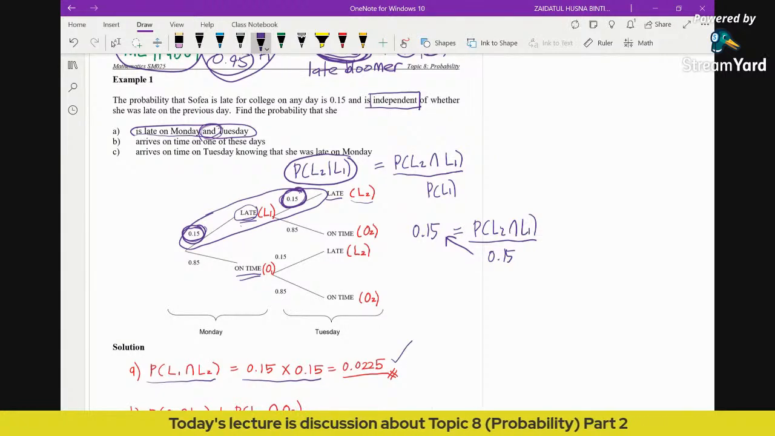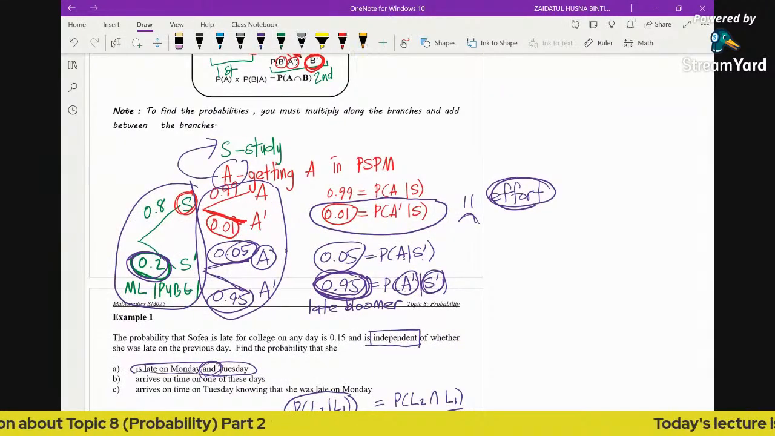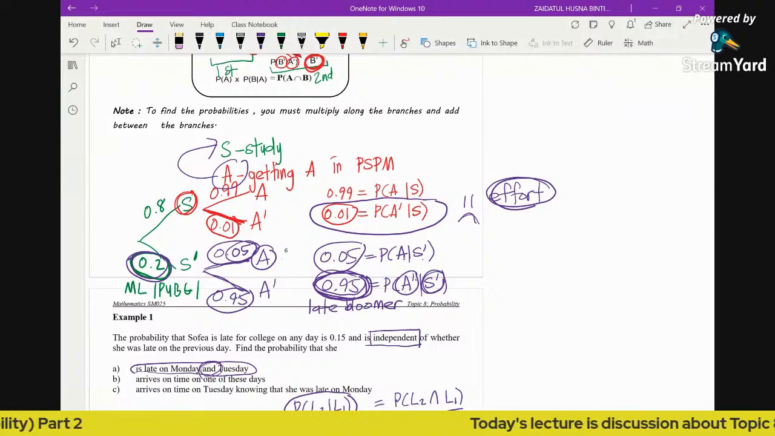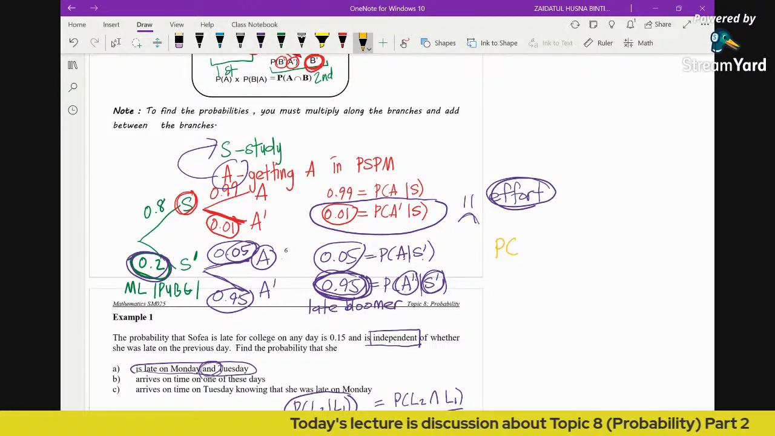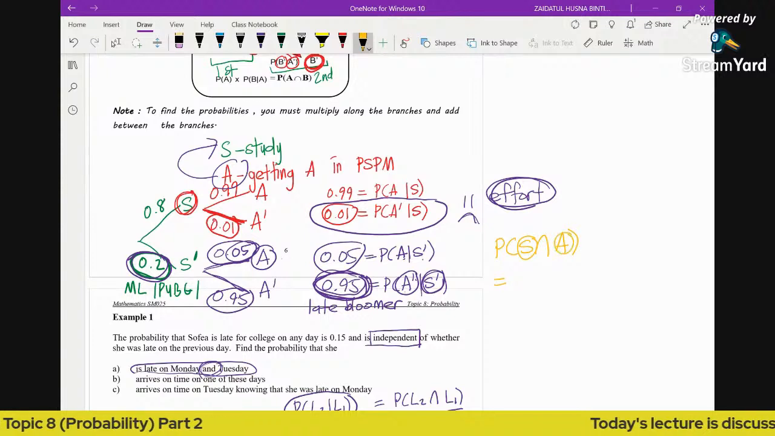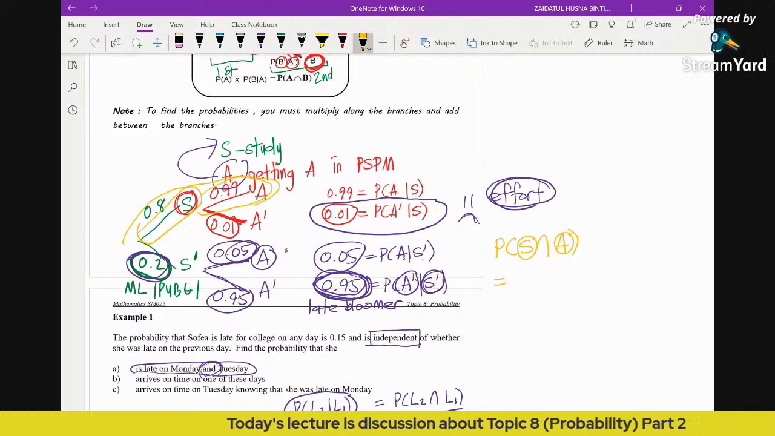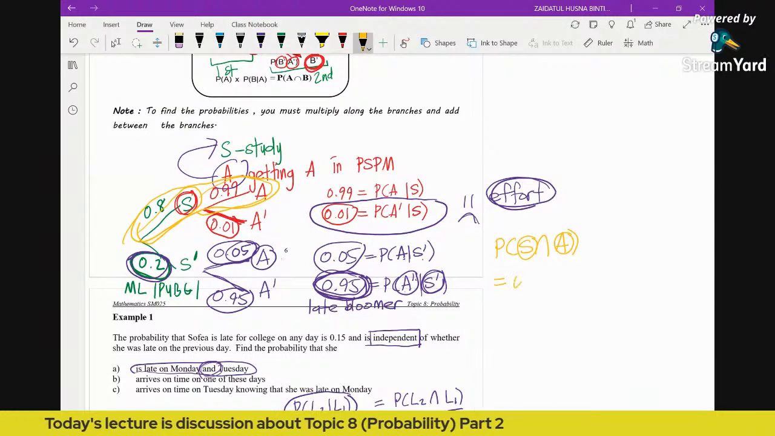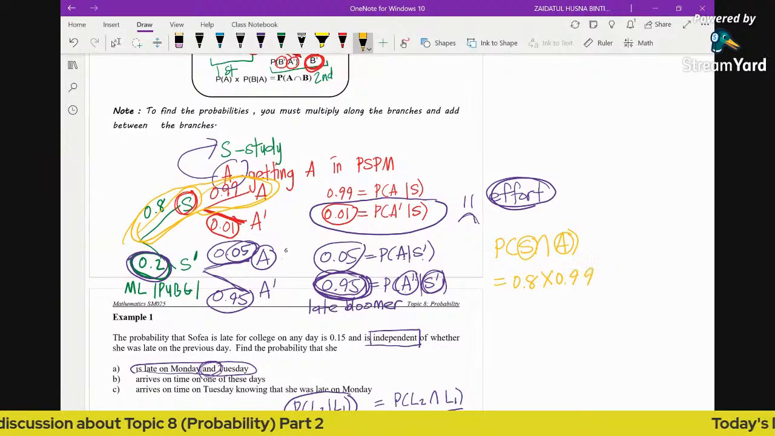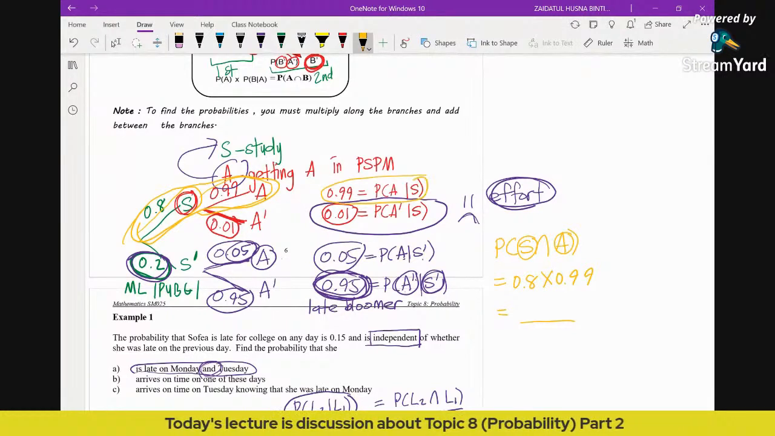Alright. Let's say I use the previous example from just now. Find the probability that the student studies and gets an A. So how to get this? S intersect A. Basically you have this branch for S and this branch for A. So you just multiply these two, and you will get the probability of S intersect A. So 0.8 times 0.99, and you will get the answer. Why? Because 0.99 is the probability of A given S, while this is the probability of S.